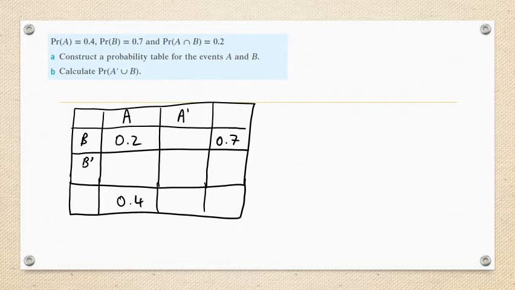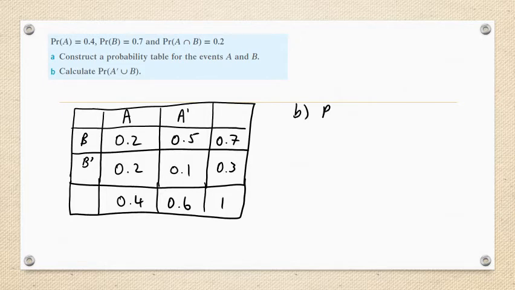Now, remember that the numbers add up across and also down. So 0.2 plus 0.5 gives us 0.7. 0.2 plus 0.2 gives us 0.4. Then remember these also add up to 1 at the end, so that's 0.3, 0.6, and this must be 0.1.